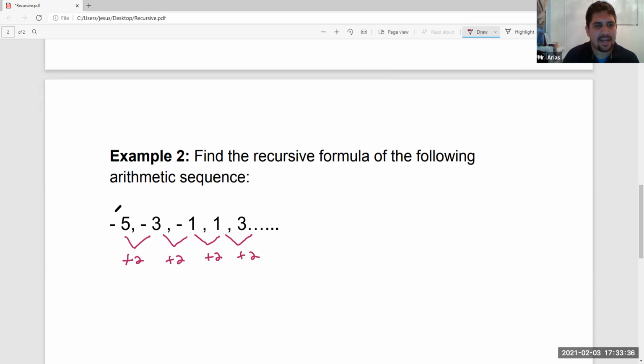Okay, so if I add negative 5 plus 2, I'm going to get negative 3. In the same way, if I add negative 3 plus 2, we get down to negative 1. And then by adding another 2, you get up to positive 1. And then lastly, if we add 1 plus 2, we get 3. So this shows that this sequence is an arithmetic sequence, and it shows that the common difference is positive 2. So this is the value of d in my sequence. This is my common difference.